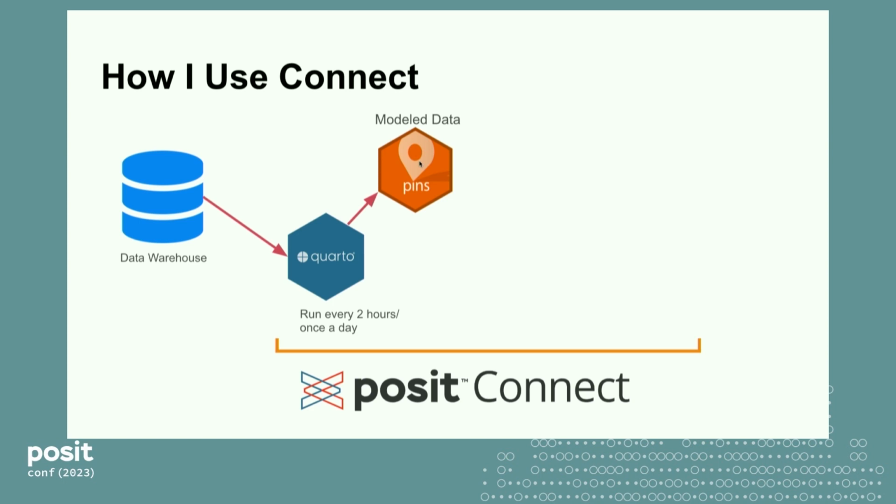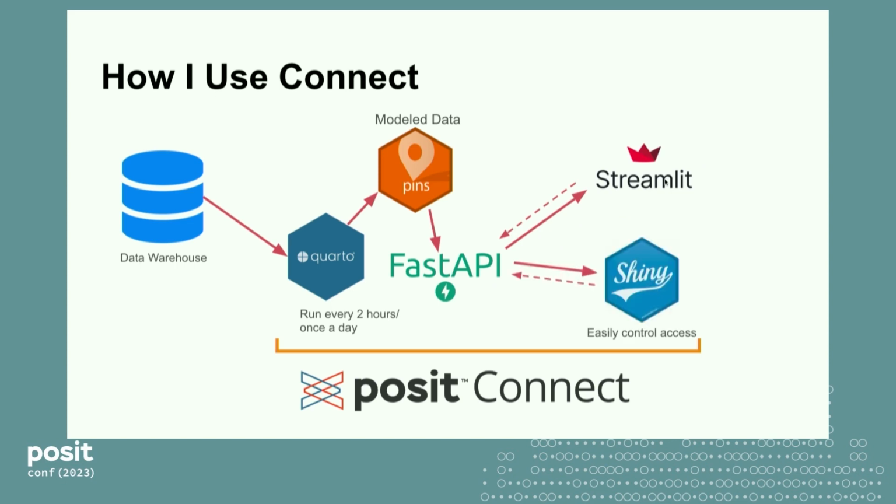So I can have this run every 2 hours, every day, multiple times a day, and then I can connect this to the FastAPI and host it in Connect, and then from here I'm able to deploy Streamlit applications and Shiny applications, right? And the great thing about Connect is that you can trigger how often something will run, and then you can actually control and provision access to different applications, right?